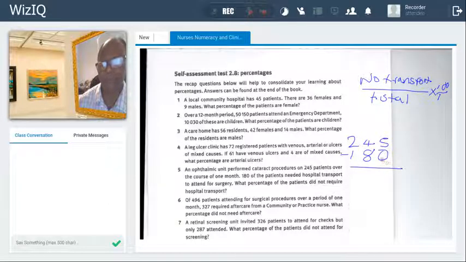Okay. 5 take away 0 is 5. 4 take away 8 is not possible because this is smaller than that. So we borrow 1 from here. We leave 1, and that 1 is 10. 10 plus 4 is 14. So 14 take away 8 is going to be 6. So 65 did not need transport. So that's what comes there. Okay, so let's substitute this into that formula we have at the top there.